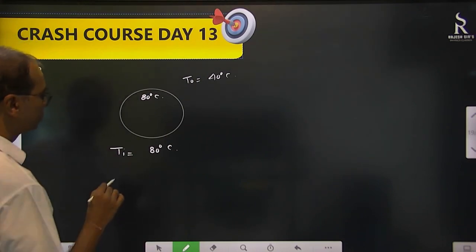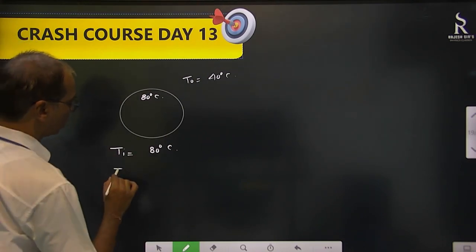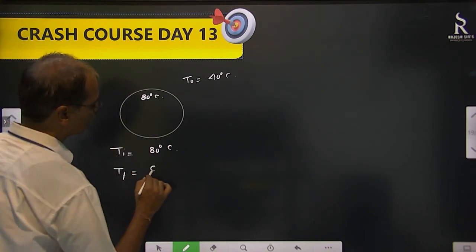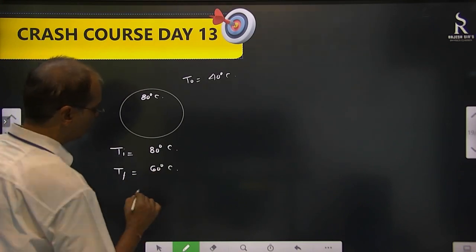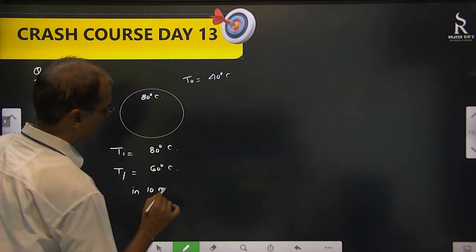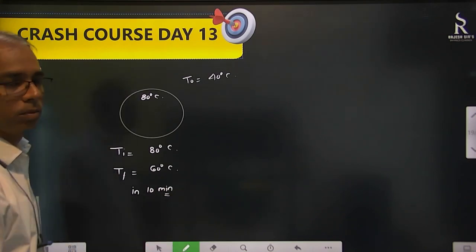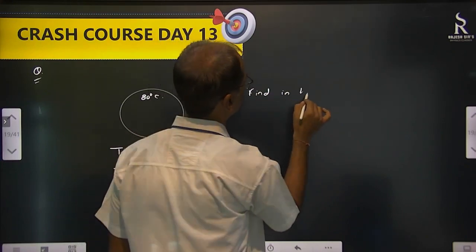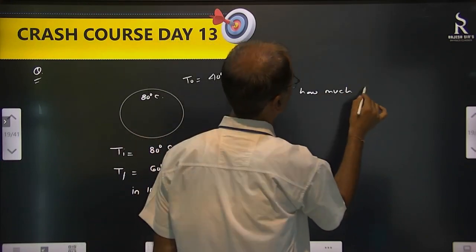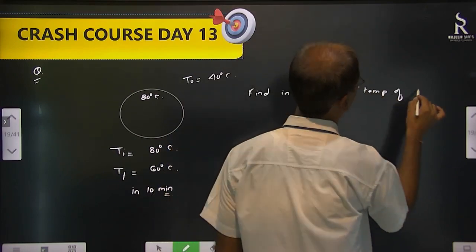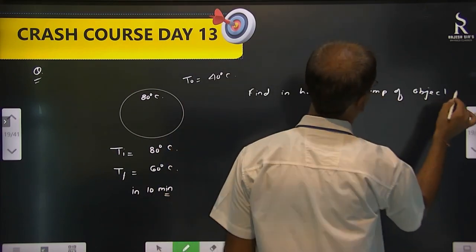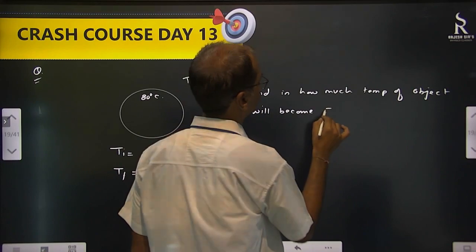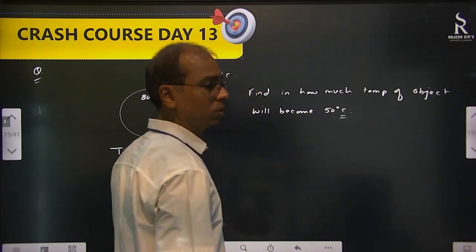So the question asks, the initial temperature is 80, then the final temperature of this object becomes 60 in 10 minutes. Then the question asks, find in how much time the temperature of the object will become 50 degrees centigrade. That's how the question will be asked from you.